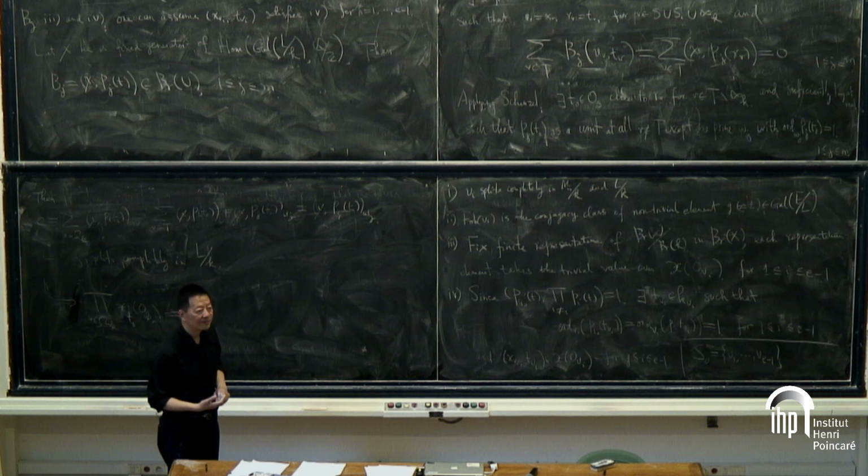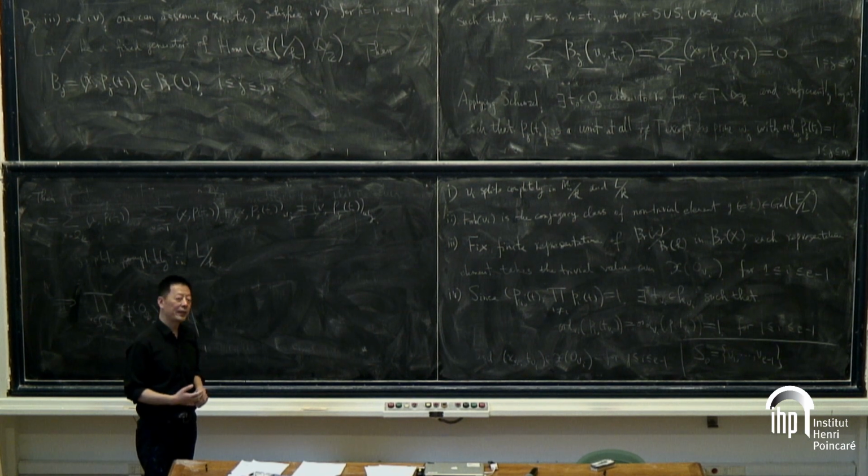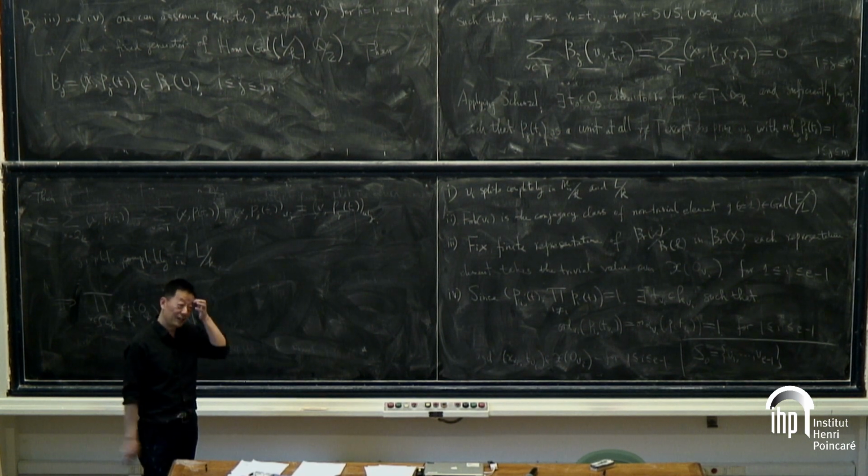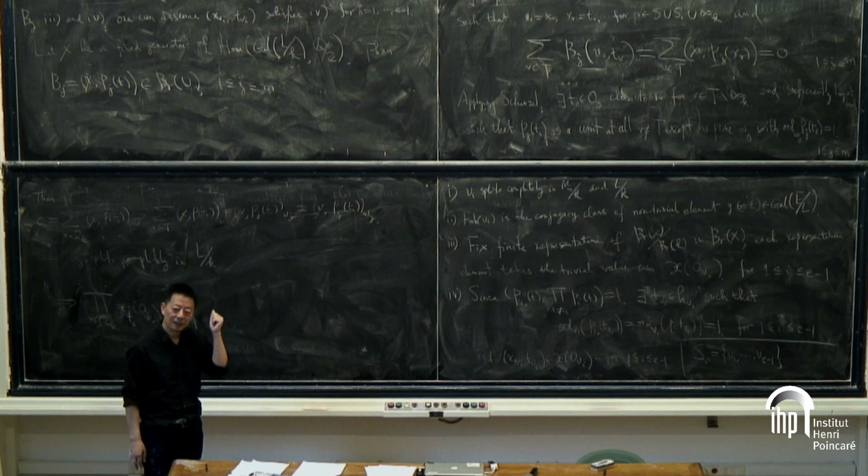And so the condition L over K cyclic is necessary. Well, so far we cannot get rid of this. I don't know. But so far it's necessary. Okay.